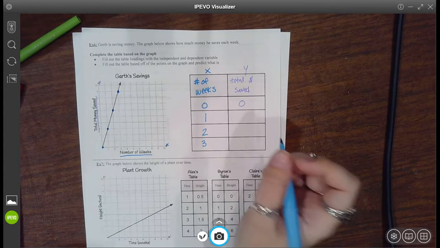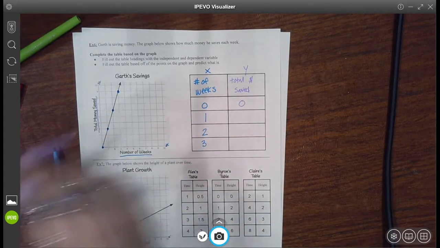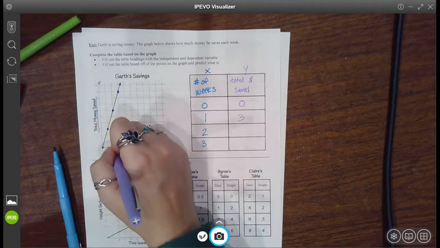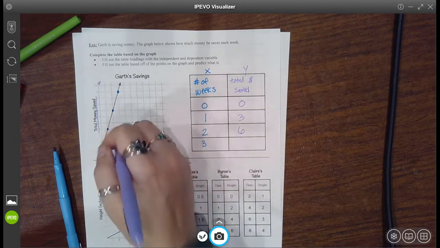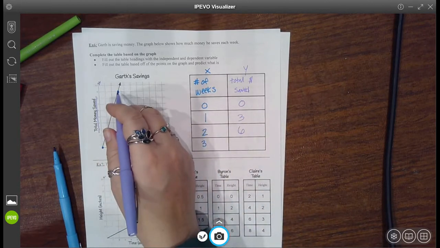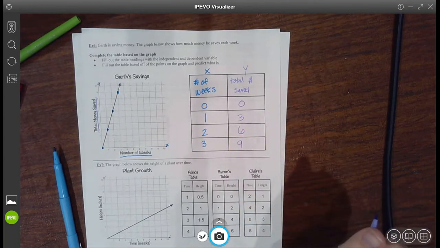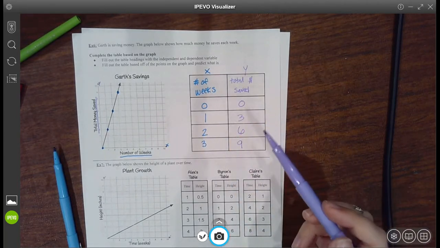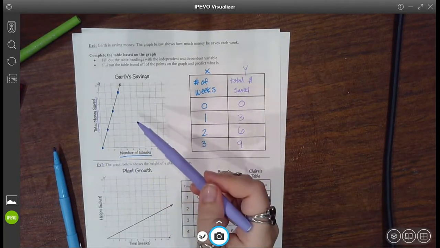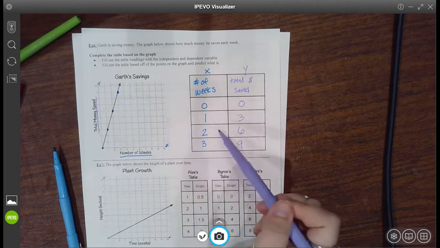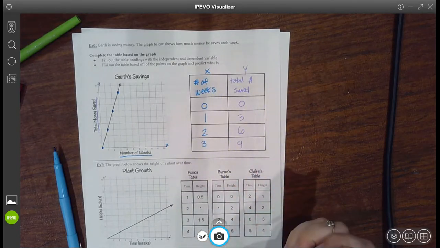Well, when X was 1, Y was 3. When X was 2, Y was 6. And then when X was 3, Y was 9. There you go. So this right here represents this graph. I used each of these points to fill out my table because that's what a table is. It represents an XY coordinate point.